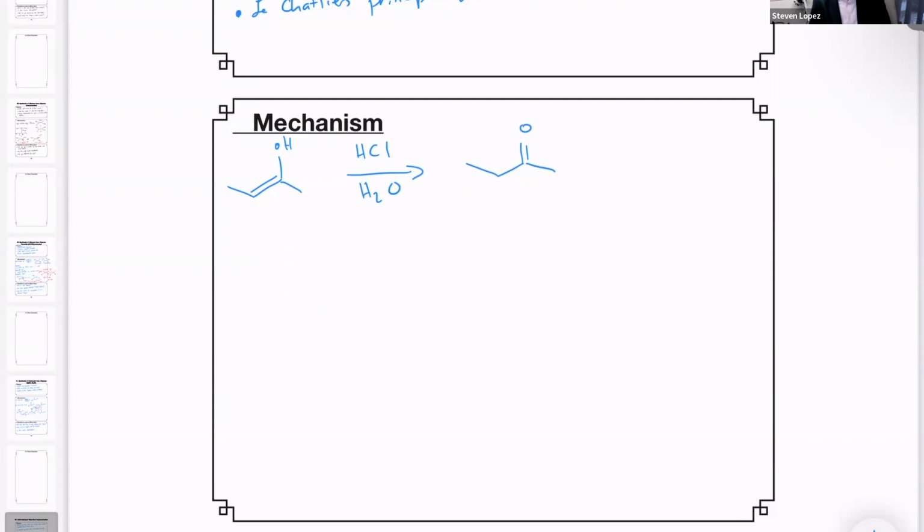I'd first like to focus on the resonance forms that are possible with this enol. Remembering that there are two lone pairs on oxygen, we can kick these electrons down to form an oxygen-carbon double bond and move the double bonded electrons onto this carbon right here. This makes a species that looks like this, right, which is zwitterionic.